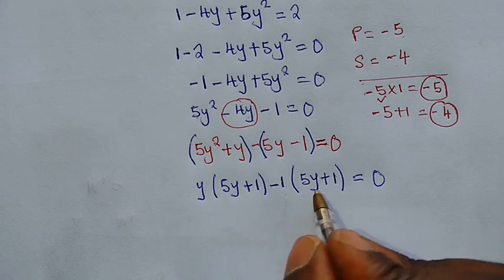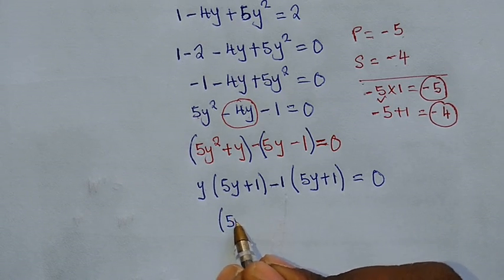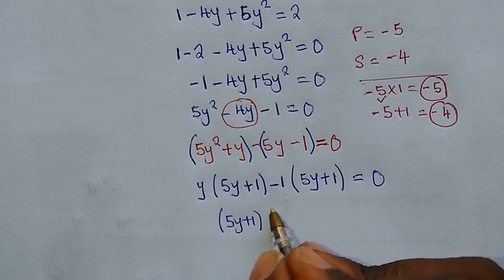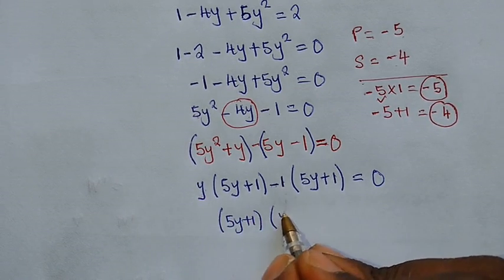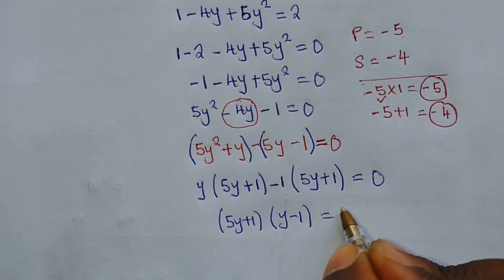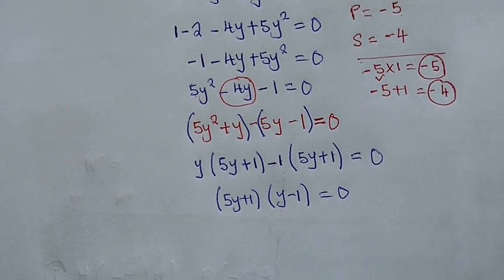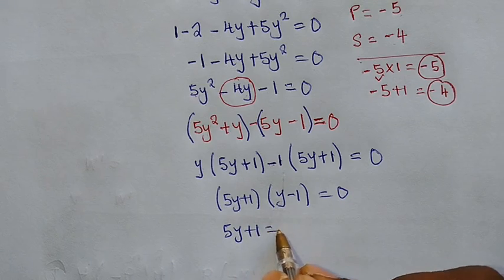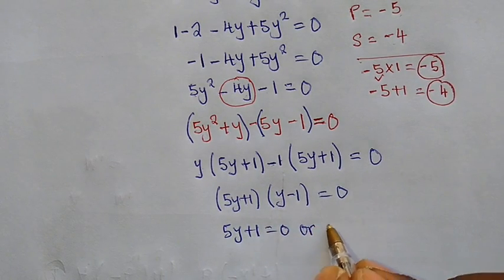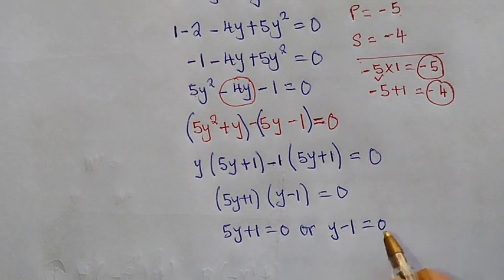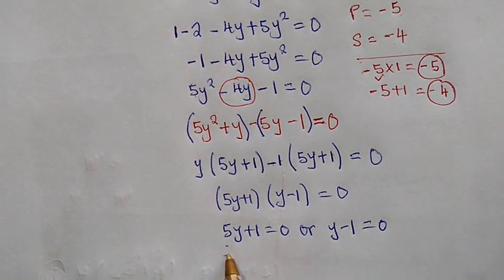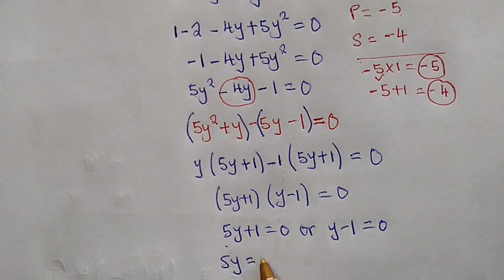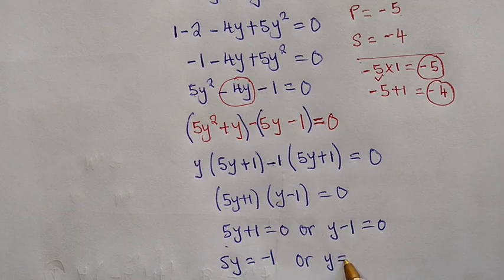So from here, these two terms are similar. Just pick one, where you say 5y plus 1 in brackets, then this y minus 1. Y minus 1 is equal to 0. So from this stage, since we want to find the value of y, we can say 5y plus 1 is equal to 0, or y minus 1 is equal to 0. So for this one, we are going to have 5y equal to negative 1, because the positive 1 will go there to be 0 minus 1, which is negative 1, or y is equal to 1.